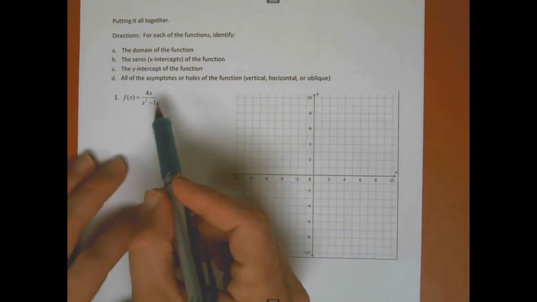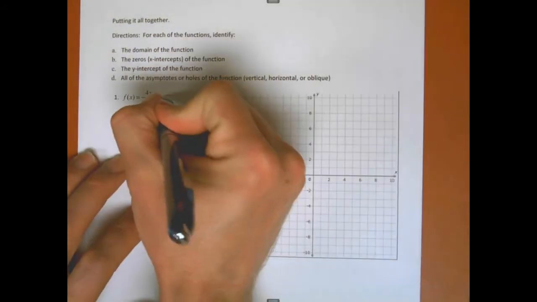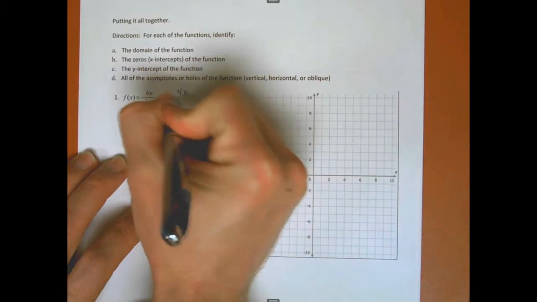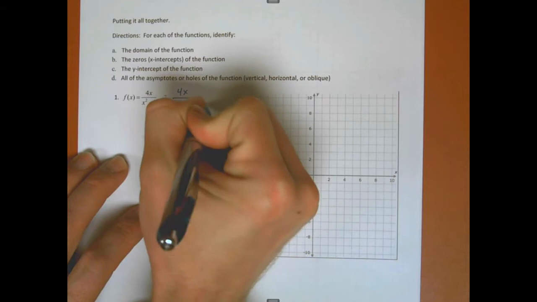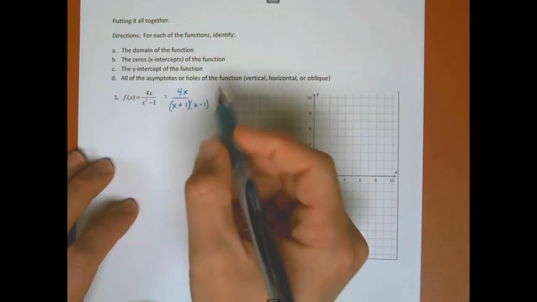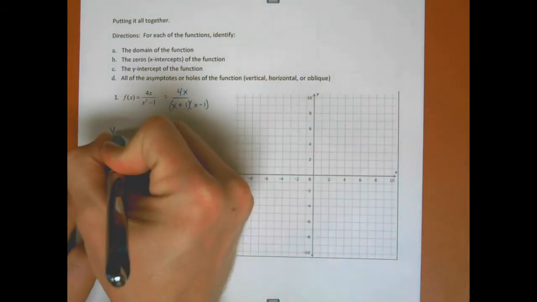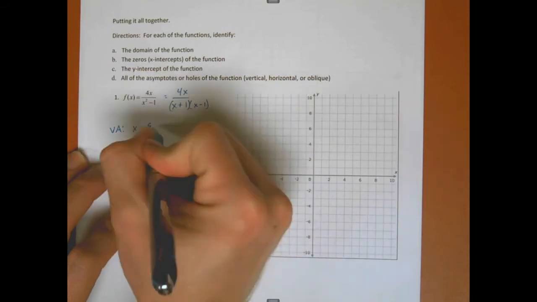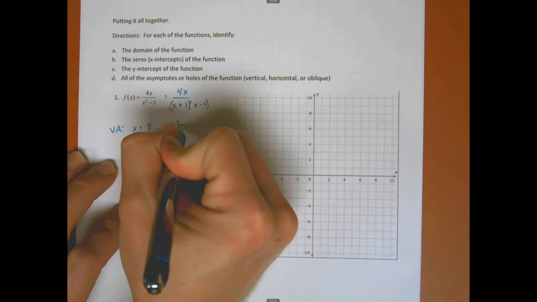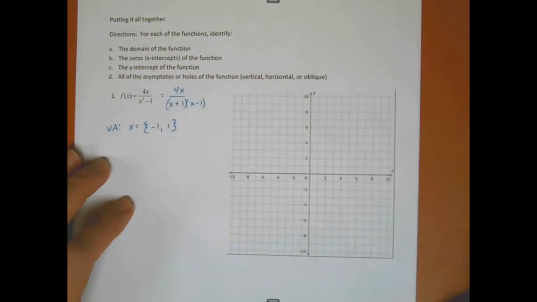So first, let's factor everything. That was a common thing we had to do. So this would be x plus 1 and x minus 1. And nothing cancels, which is fine. That's good. So our vertical asymptotes are x equals -1 and 1. They come from the bottom of the fraction that does not cancel.